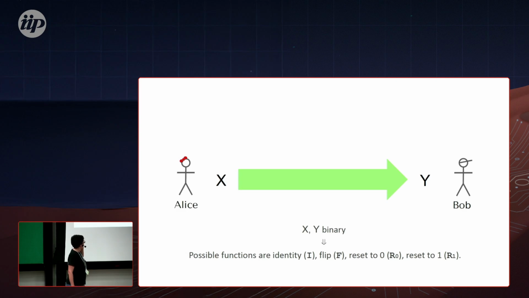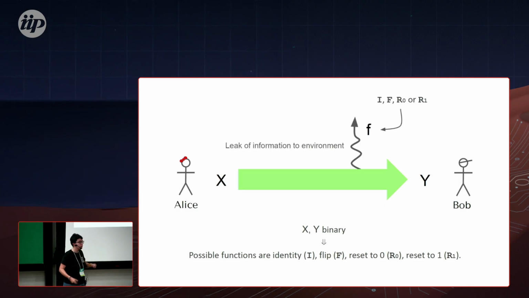Here, more than just the communication channel, I'm going to assume that this channel also leaks some information to the environment about what the function f that was applied is. This information I'm going to call a flag variable. It's just a variable that flags what the function that was applied was. And this is in the environment. Bob can measure it or not.